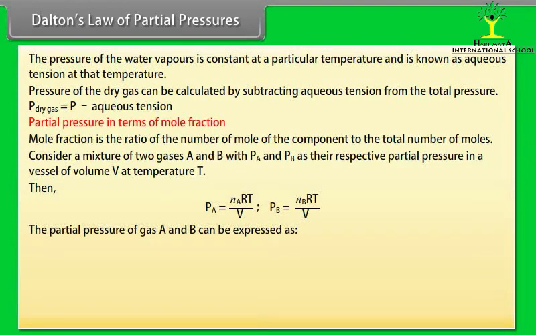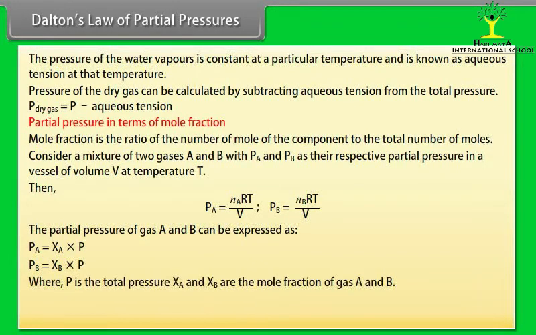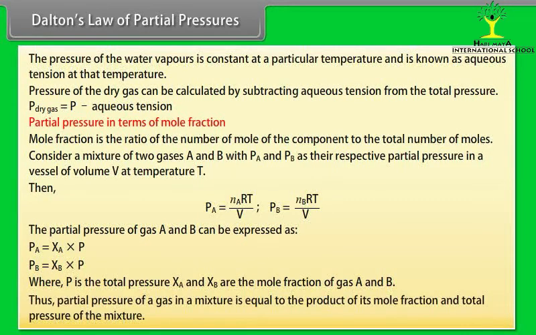The partial pressure of gas A and B can be expressed as PA is equal to XA into P. PB is equal to XB into P, where P is the total pressure, XA and XB are the mole fractions of gas A and B. Thus, partial pressure of a gas in a mixture is equal to the product of its mole fraction and total pressure of the mixture.